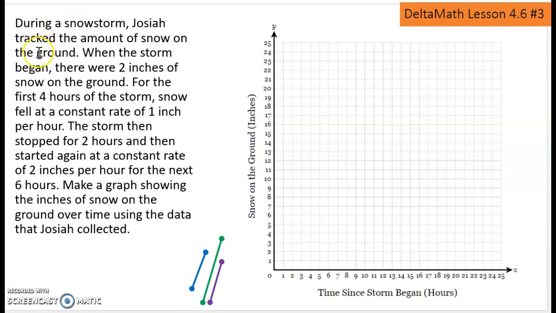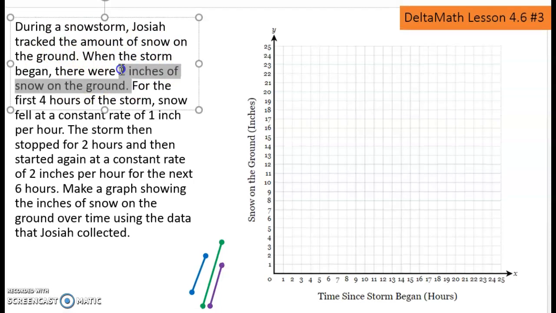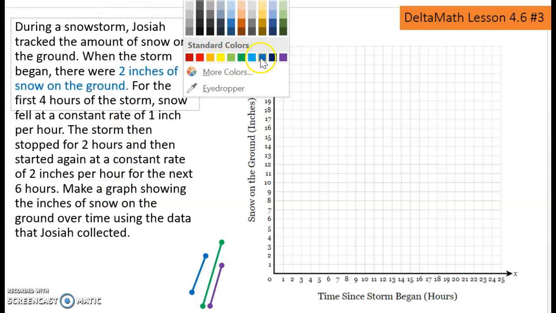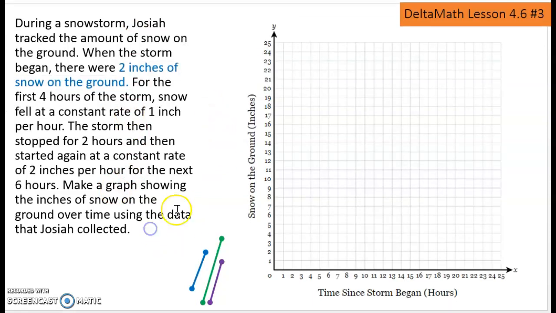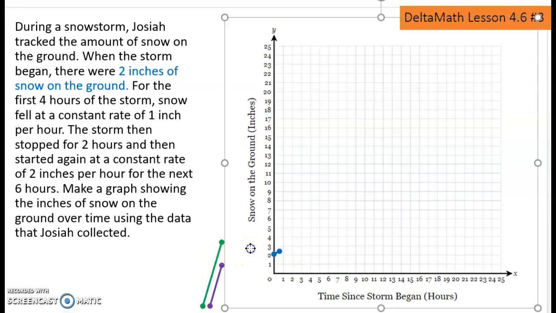During a snowstorm, Josiah tracked the amount of snow on the ground. When the storm began, there were 2 inches of snow on the ground. Every time I see numbers, I want to really look at that. I look at it and I think, oh, what's that mean? There are 2 inches of snow on the ground. That means that when I'm starting my graph, I am starting off at 2 on the inches, okay? So I'm starting off here at the 2.